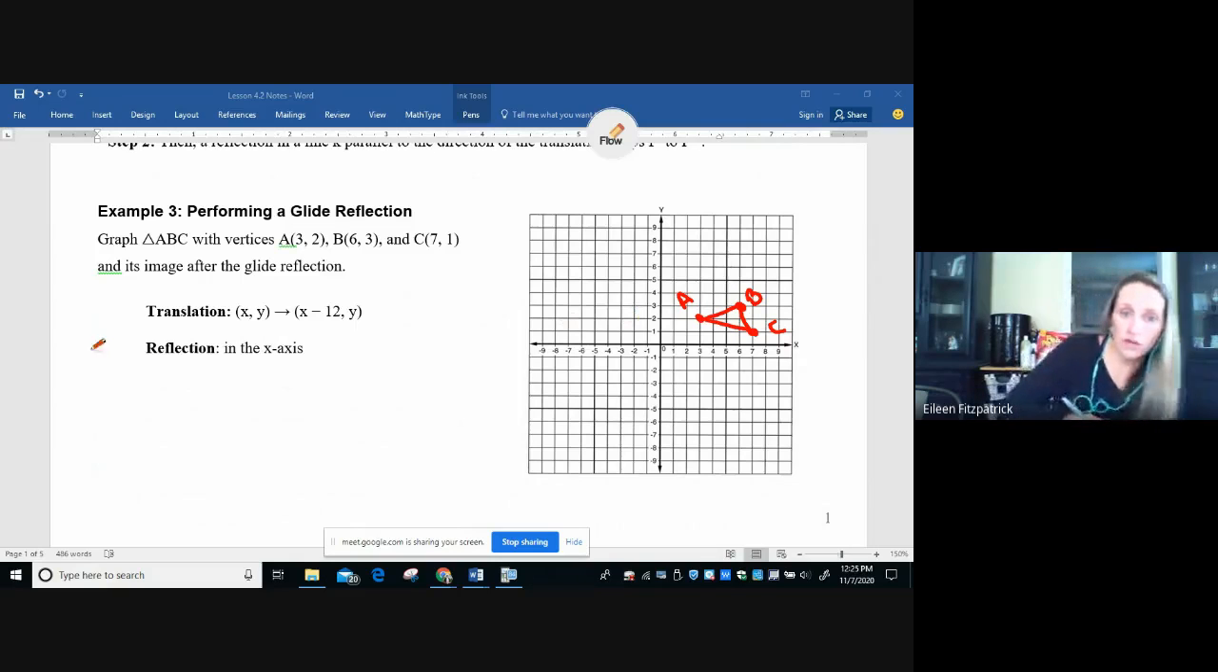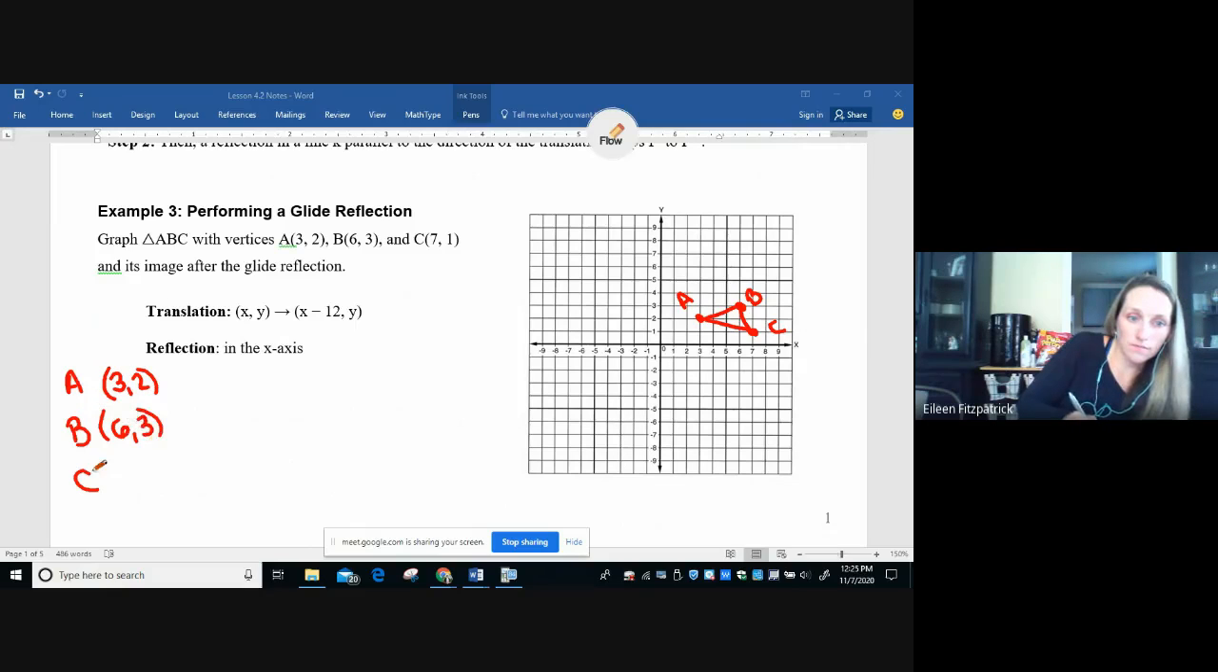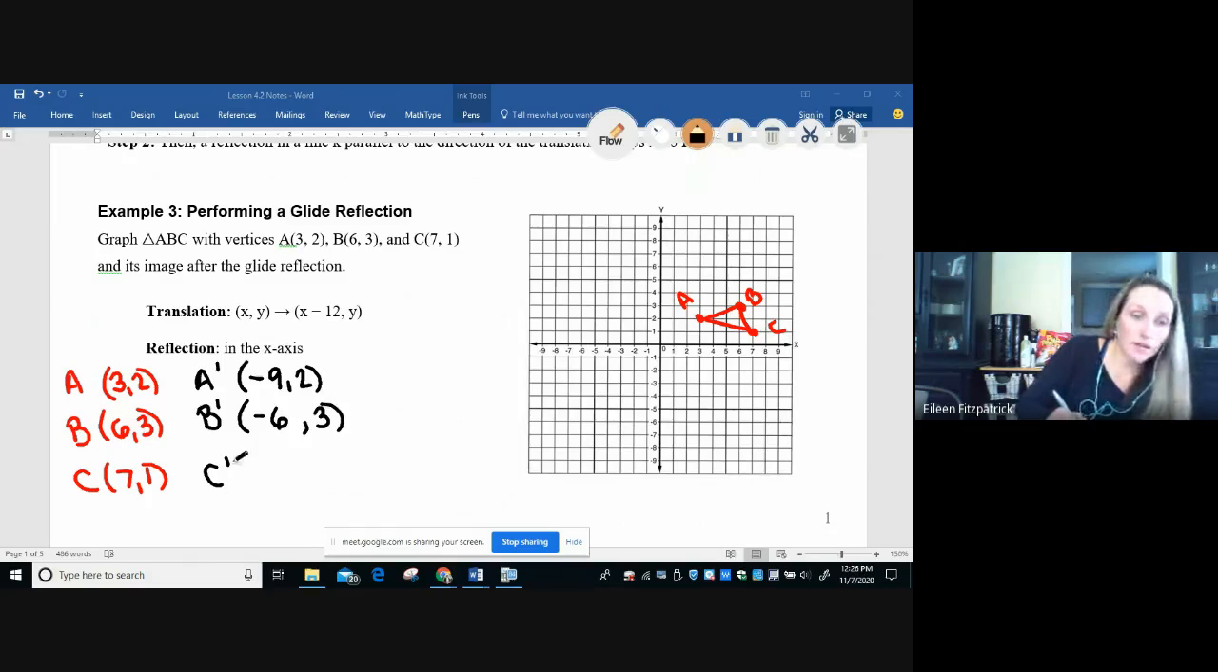You're first told to translate. So again, you have A, B, C, which were given as 3, 2, 6, 3, and 7, 1. So we're going to translate first, and when I translate, I have to follow the rule that's given. I'm going to have A prime, B prime, C prime. The rule is to subtract 12 from all the x's and the y's do not change. So 3 minus 12 is going to give you -9, 2. 6 minus 12 is -6, 3. And then 7 minus 12 is going to be -5, 1.